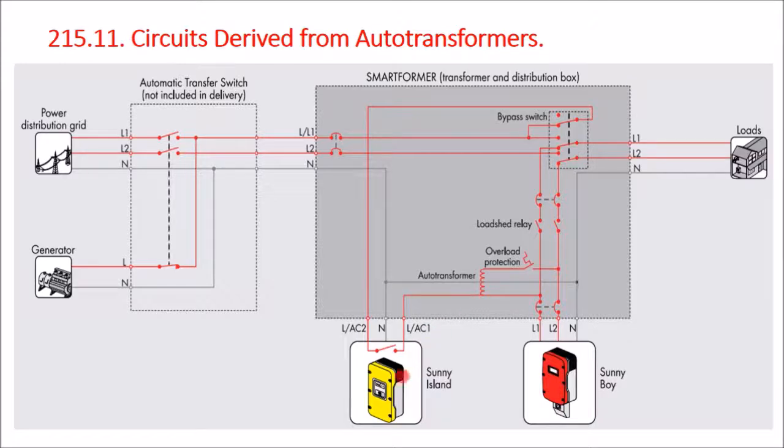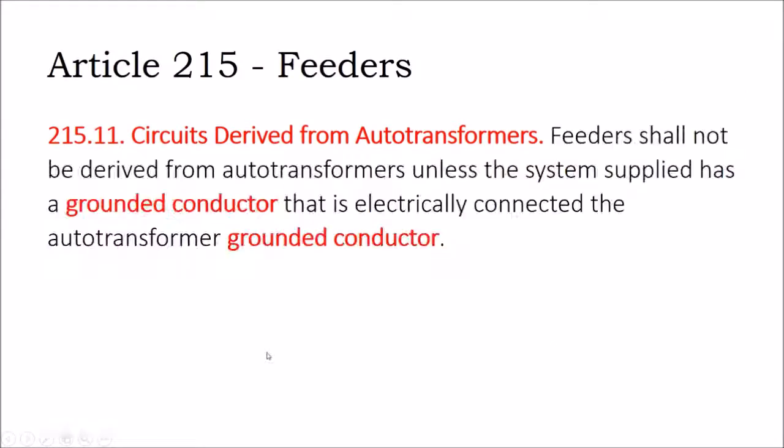And so here is our battery inverter, and here's our transformer and distribution box, where we are taking the output of the Sunny Island and turning it into a 240 volt leg 1, leg 2, neutral output. And so going back to the code, we have a feeder circuit from the battery bank supplying power to our load through this auto transformer. So what do we have to do?